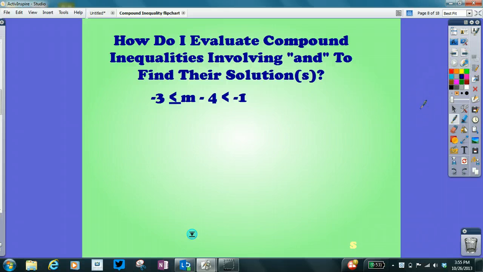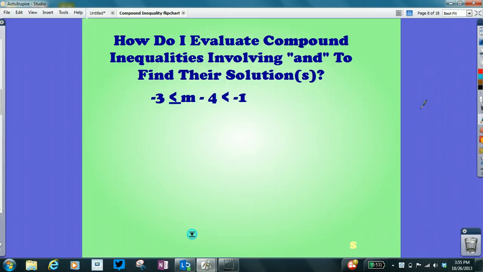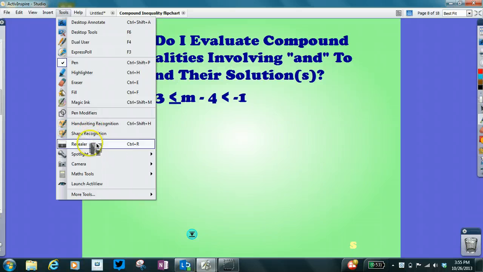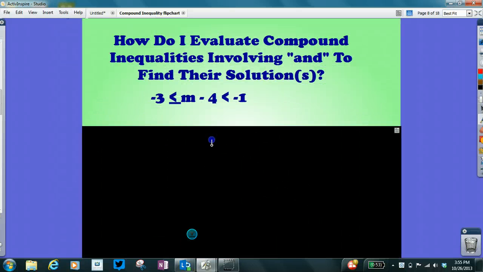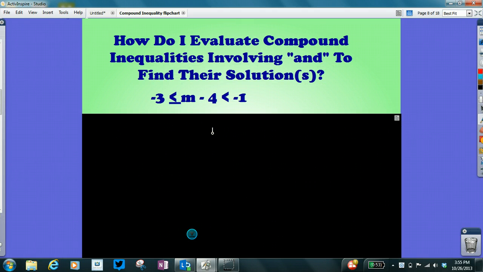Alright, so now let's look at these. How do I evaluate compound inequalities involving and to find their solutions? Well, in this case, I think about what all I know about this problem. Do I already have prior knowledge of being able to solve inequalities? And just like what we've been working on in class, we do.